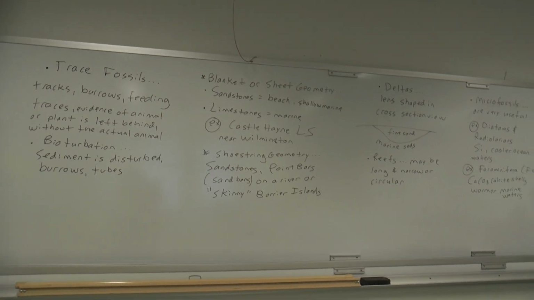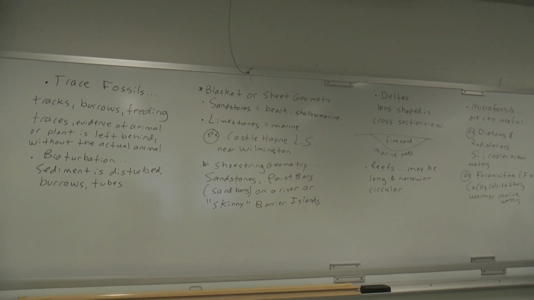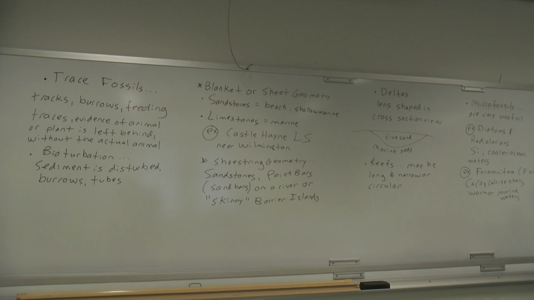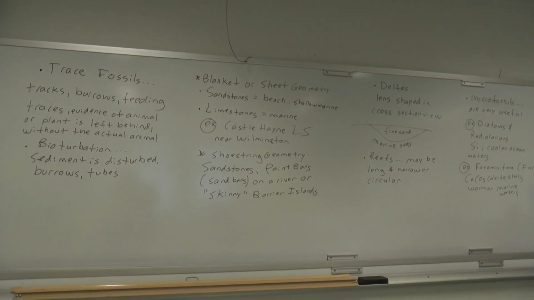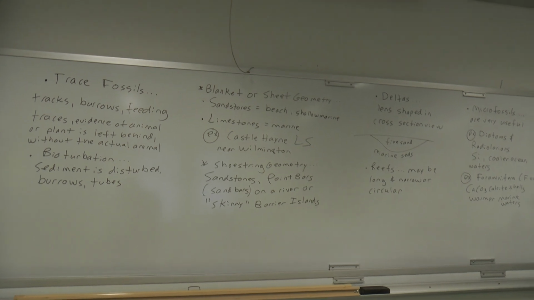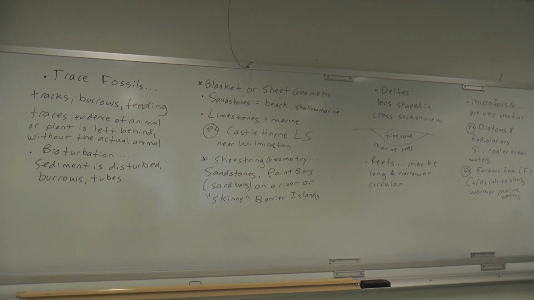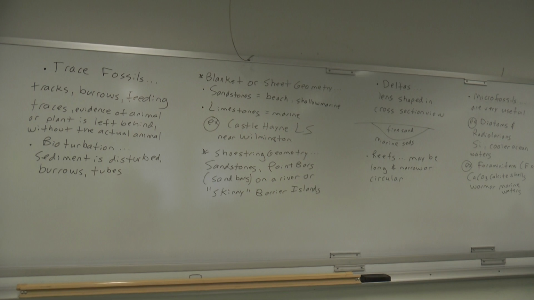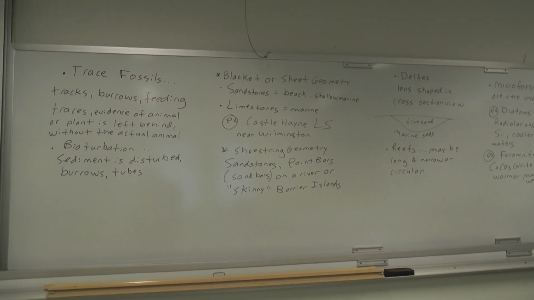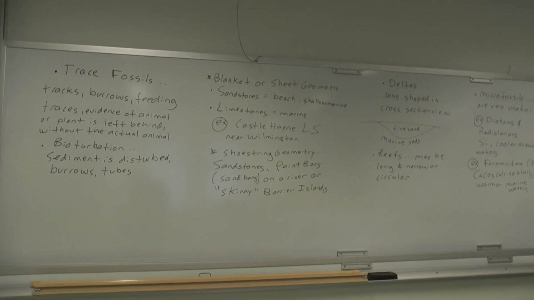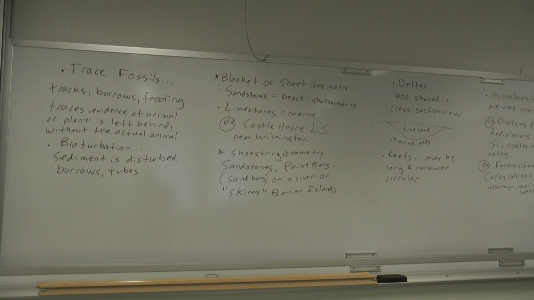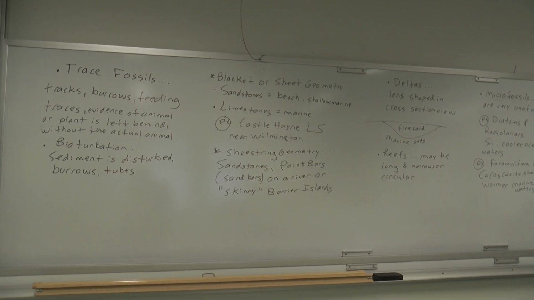If it's blanket or sheet geometry of a limestone, then that's a marine environment, ocean environment, of various depths, depending on the type of limestone you have. An example is the Castle Hayne limestone, which is down near Wilmington. It's actually at the town of Castle Hayne, just a little bit west of Wilmington, off of I-40. I think we had a drawing for Castle Hayne limestone in a previous video lesson.